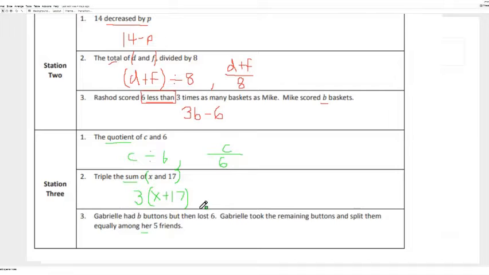So because this kind of came first, this must be done before we do the division. So she had B buttons, and then she lost 6. So all of this, or the remaining of this, is going to be split amongst her 5 friends, which means it's going to be divided into 5 equal groups. So you need to put these in parentheses, or just simply put these on top.